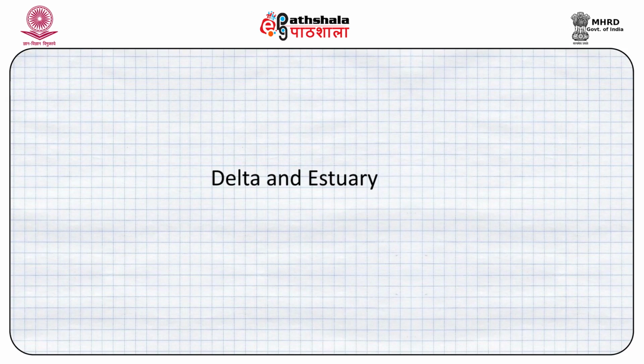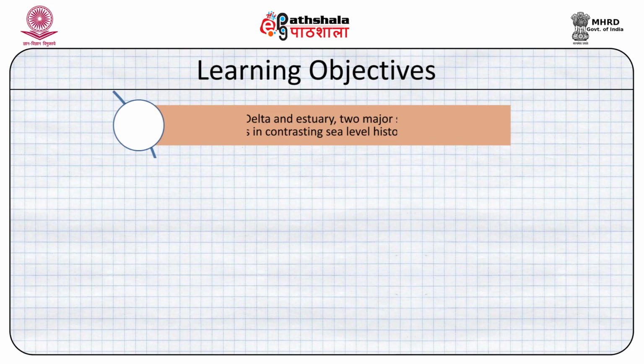Today in this module, we will be discussing two very important shallow marine environments. One is called delta and the other is called estuary. Once you go through this module, you will come to know the typical kind of conditions that develop in a delta and an estuary.